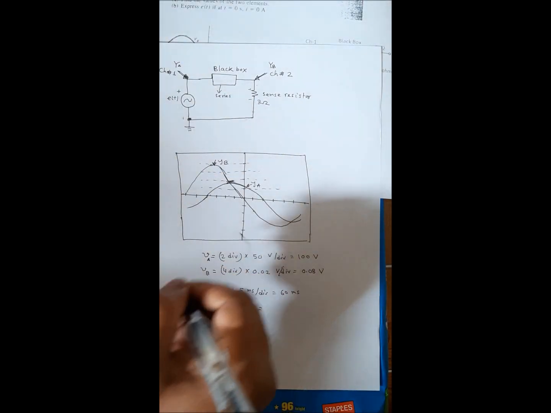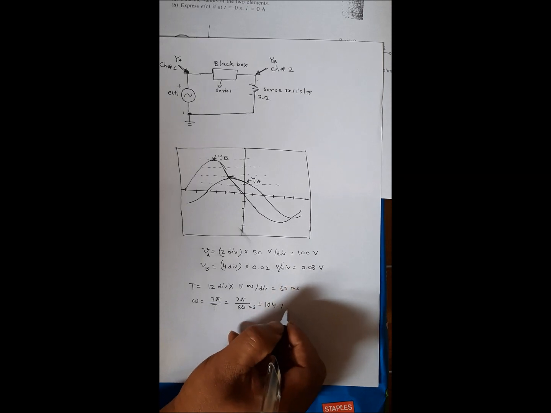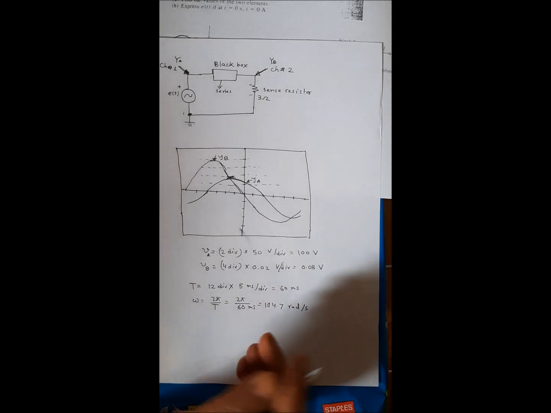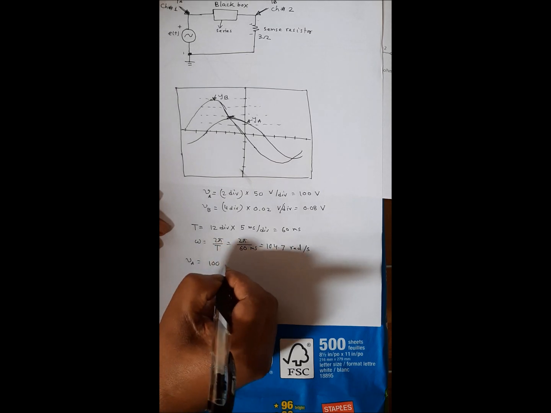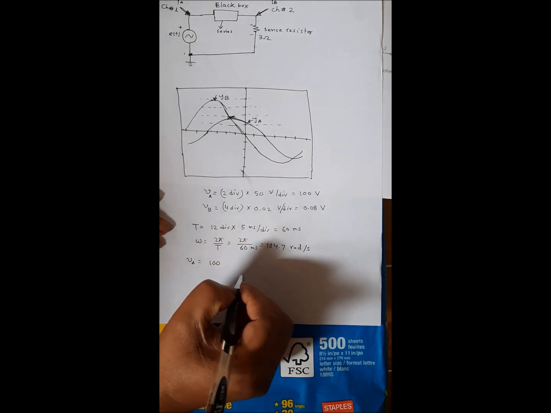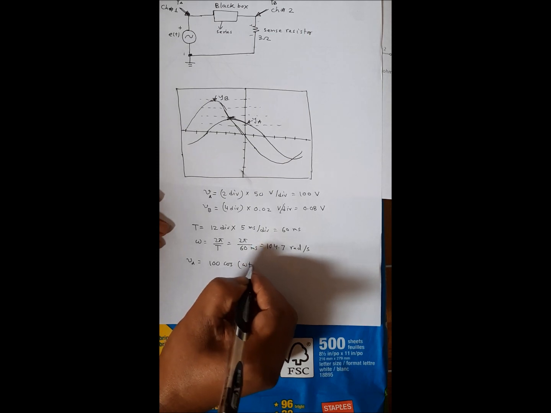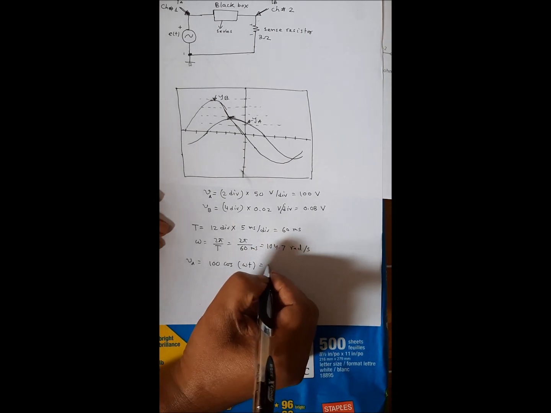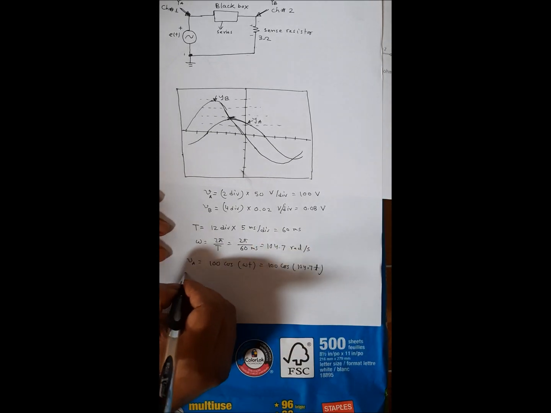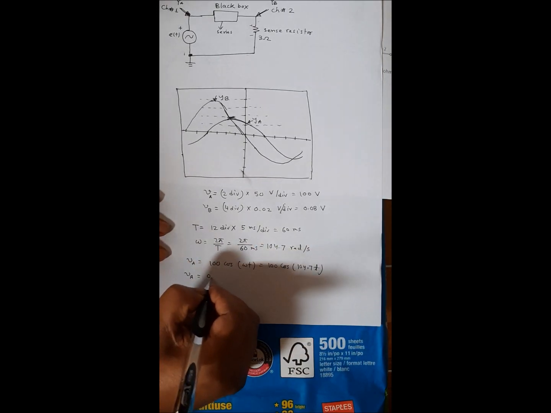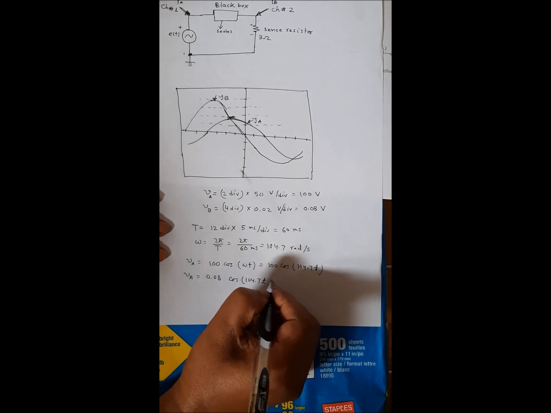100, gives us 104.77 radians per second. So now you have VA is 100 volt, and you can write it in terms of sine or in terms of cosine, that doesn't make any difference. So if you write in terms of cosine omega t, I write VA in reference, so it will be cosine 104.7 t. Now VA will be 0.08 cosine 104.7 t, and the phase difference.